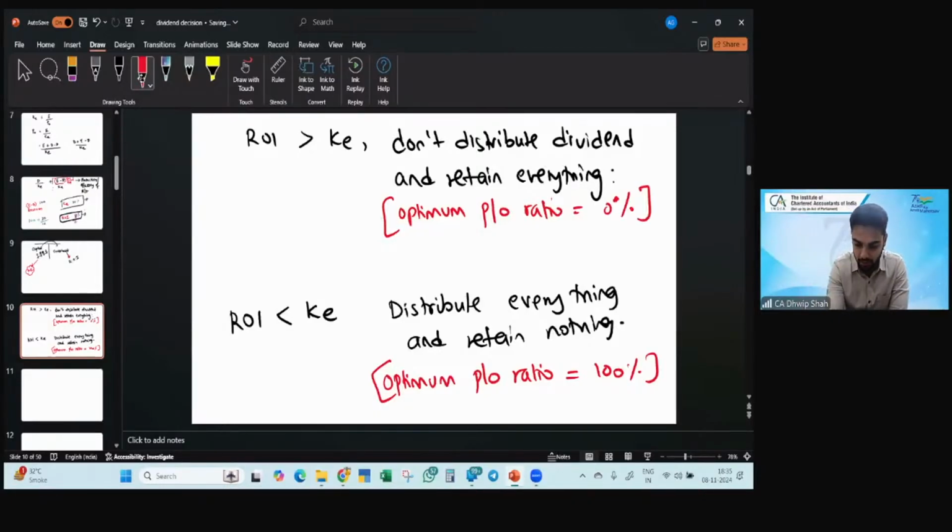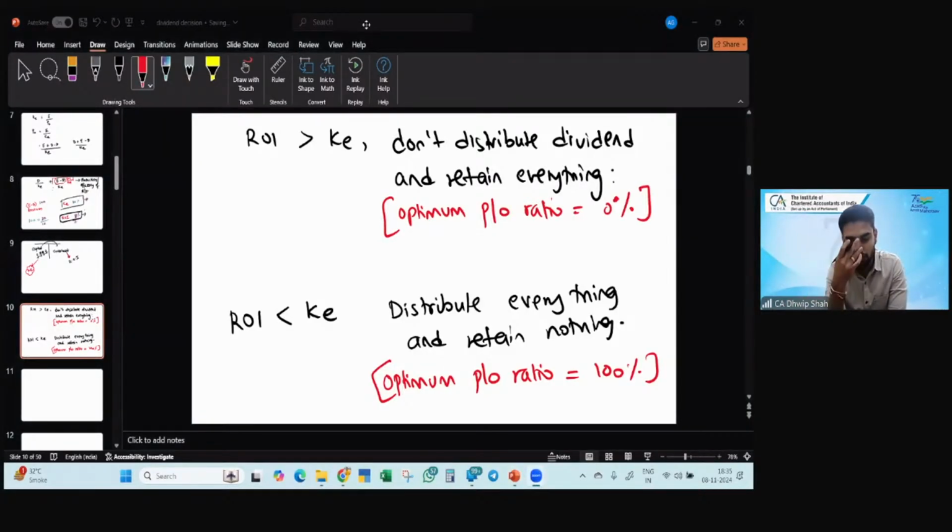Hope everyone is following. And when ROI is equal to KE, you are free to do anything. Whether you want to keep, whether you want to distribute, it is up to you. It will have no effect on the wealth of the shareholders. In turn, it will have no effect on the market price.